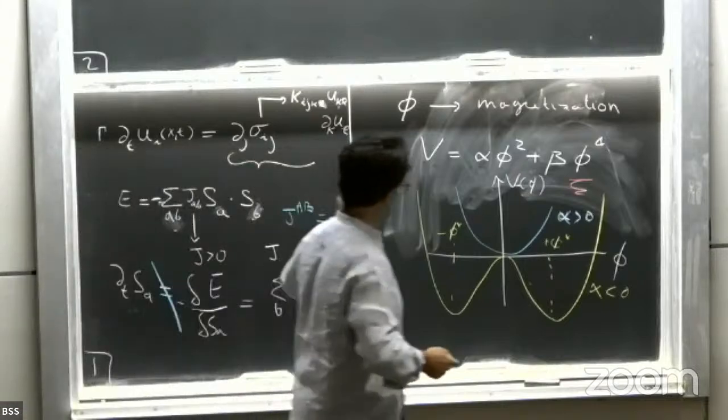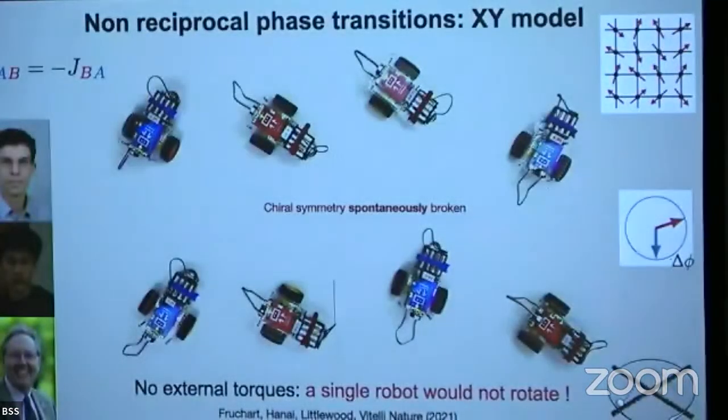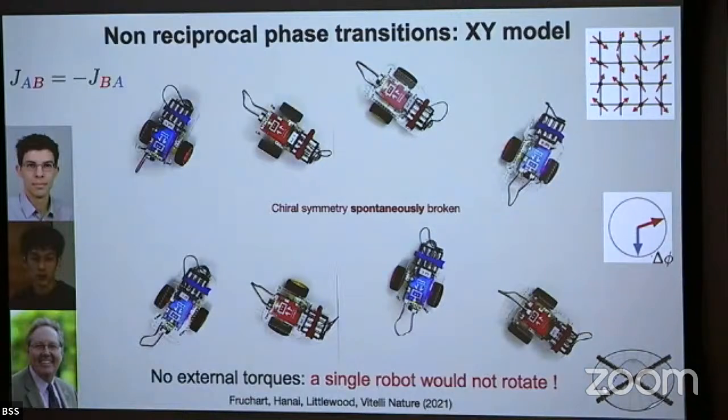And before I go on the blackboard and continue with mathematics for the rest of the lecture, I just want to show you what I think is a fun demonstration with robots. Okay, so if you want to, this paper was done in collaboration with Michel Fruchart, who was a postdoc in my group, is now at ESPCI as a faculty. Ryo Hanai was a postdoc with my colleague Peter Littlewood, who is now a faculty at the Yukawa Institute for Theoretical Physics in Kyoto, and with Peter and of course myself.